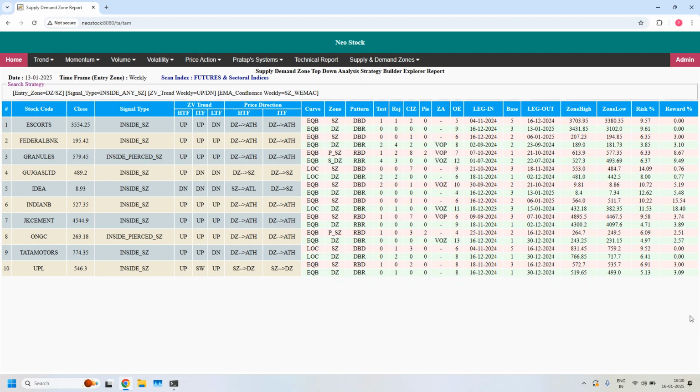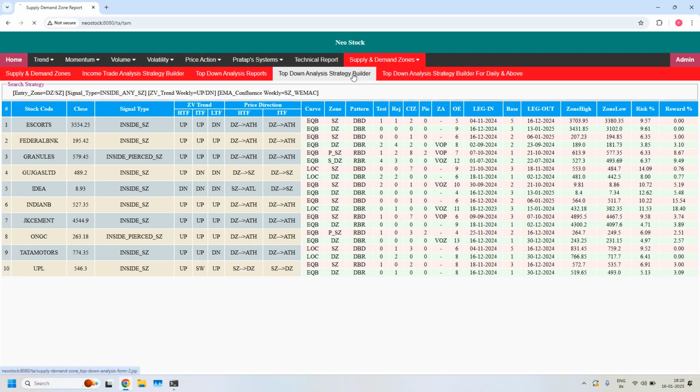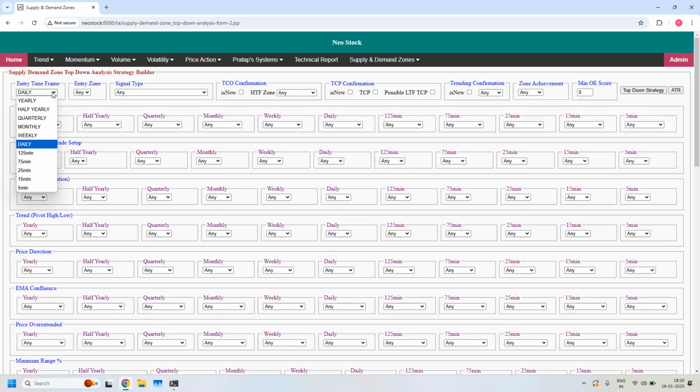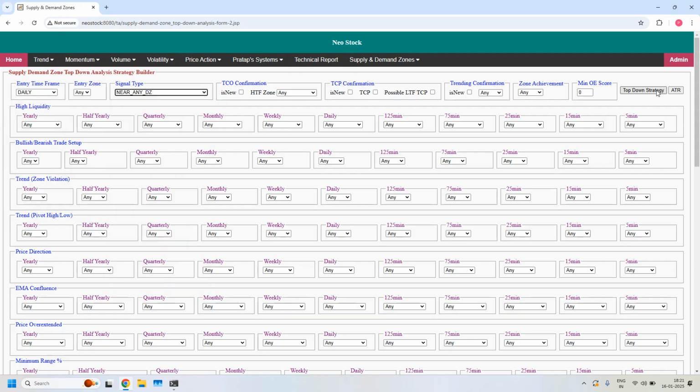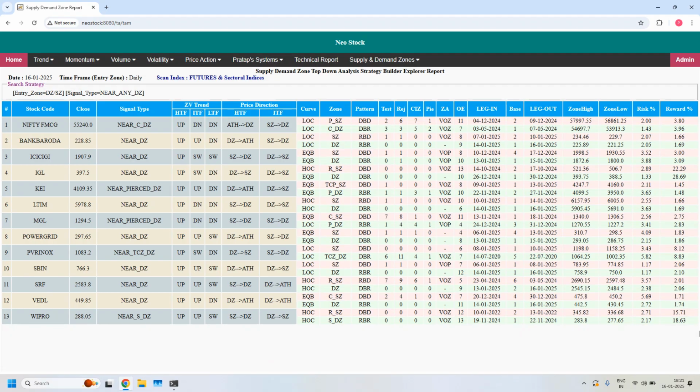Okay, this is about the weekly time frame. Next time frame is daily. Entry time frame daily. Let us find the stocks near daily demand zone. We got 13 stocks. Out of these 13, how many high liquidity zones are available?